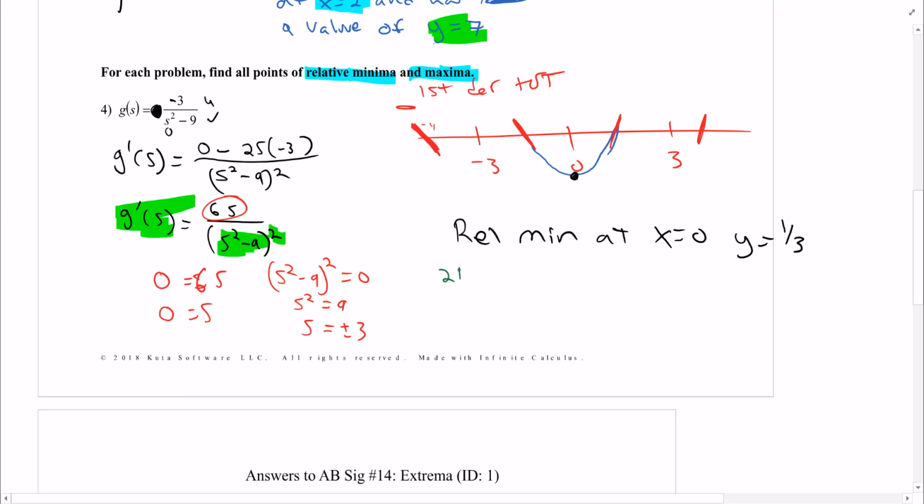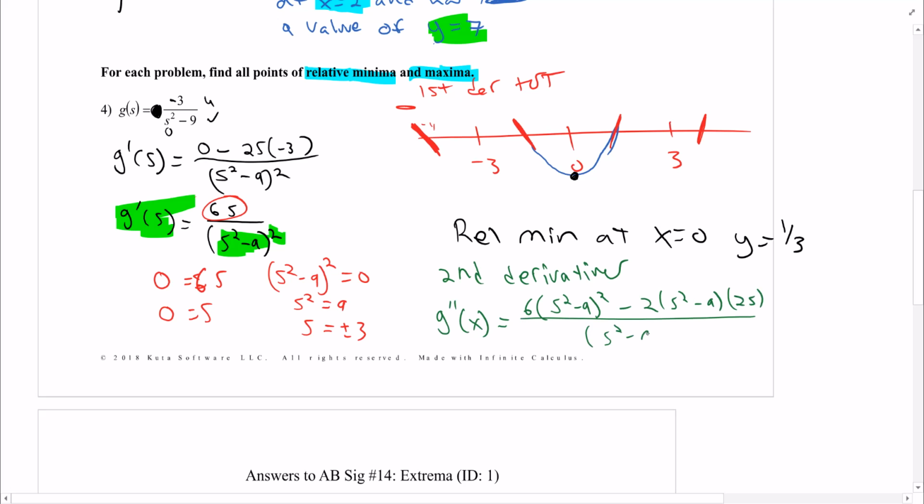If you wanted to do the second derivative test, sometimes it's easier, sometimes it's not, we would take the second derivative, which in this case is not very nice. Sometimes it is. So we're going to take 6 times the derivative of the top times the bottom, which is s squared minus 9 squared. We're going to subtract the derivative of the bottom times 2s, that's the inside, all over s squared minus 9 squared. And we're going to plug in our critical value there. So we're going to plug in 0 because we want to know if there's a max or min at 0. So we're plugging in 0 everywhere we see an s.